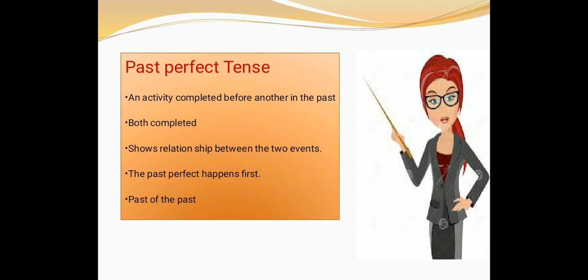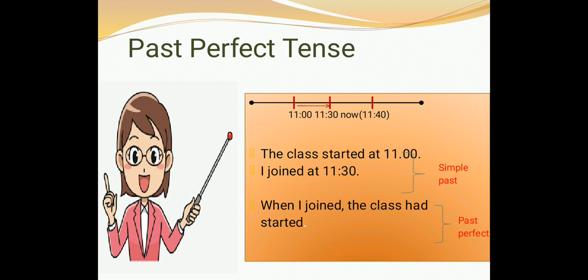Let me explain why. To be clear, let's look at this timeline. Suppose 11:40 is now and everything before that is in the past. If we look at the sentence, the class started at 11, I joined at 11:30. Right now, this is not past perfect. These are just two separate sentences in the simple past. But we are now going to connect them in a shortened way. Let me show you. When I joined, the class had started. This is past perfect tense.